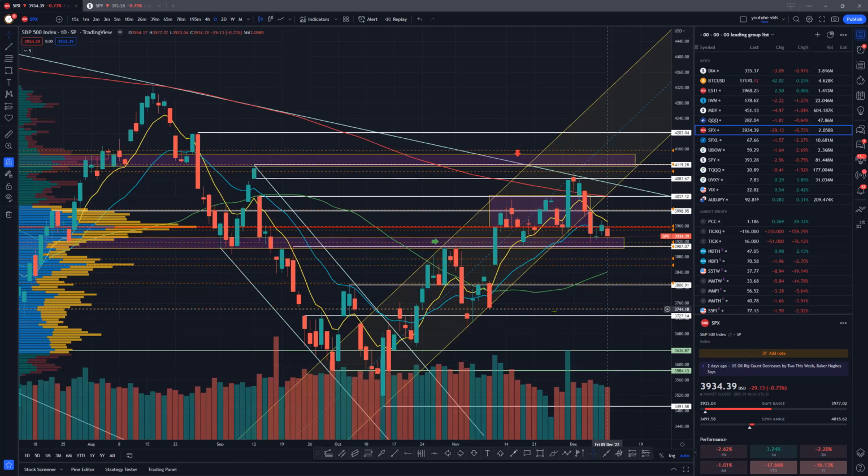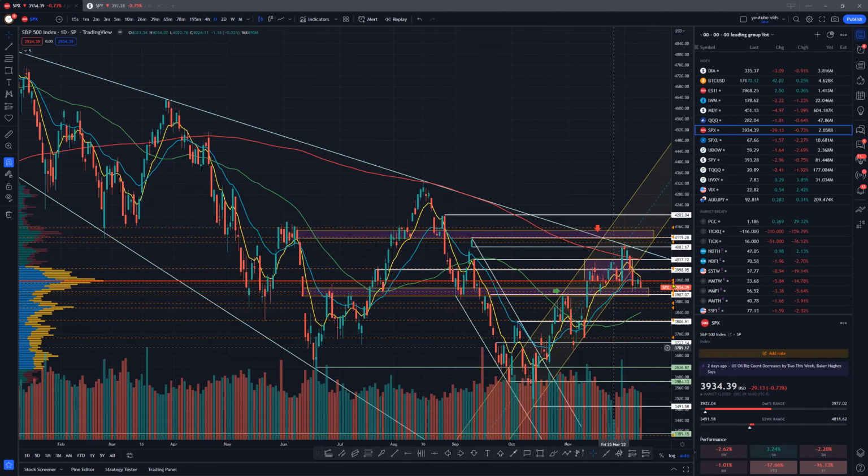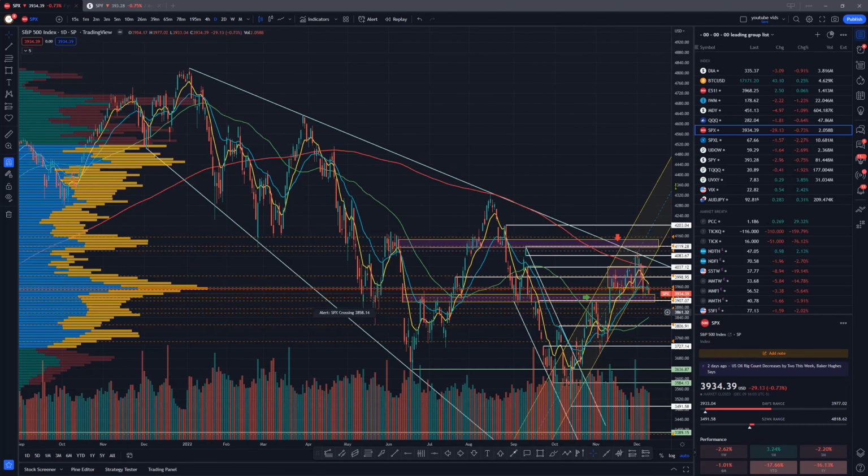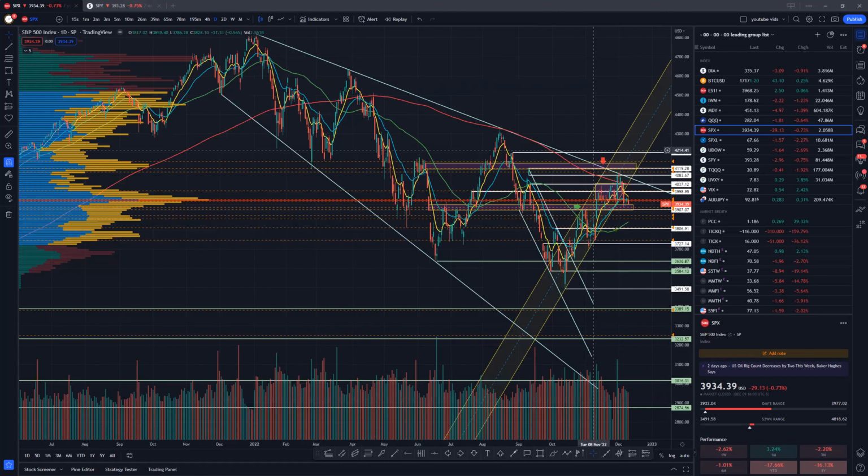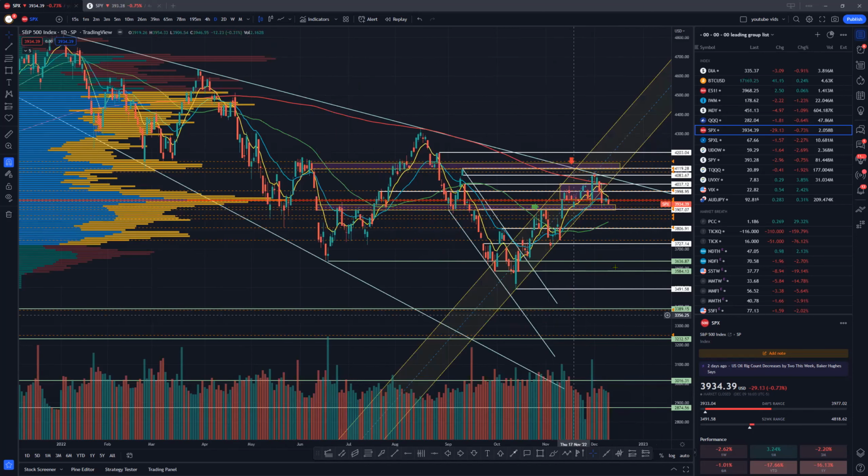After it fills this gap, your key support is right there at 3,700. If that breaks down, it's a long way down. It's a really long way down, because if that comes down, we're going to retest the low of the megaphone. That's really low, way down here at 3,000 and 2,875. So that's a huge leg down if it does come down. Be very careful on that.